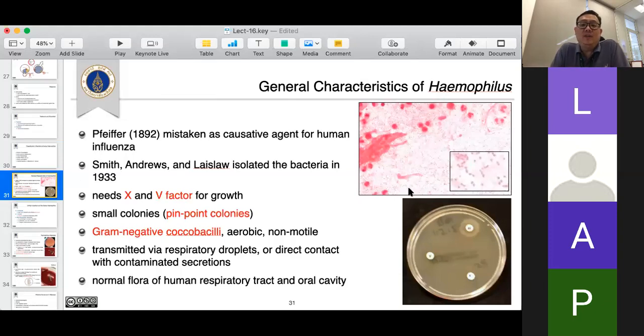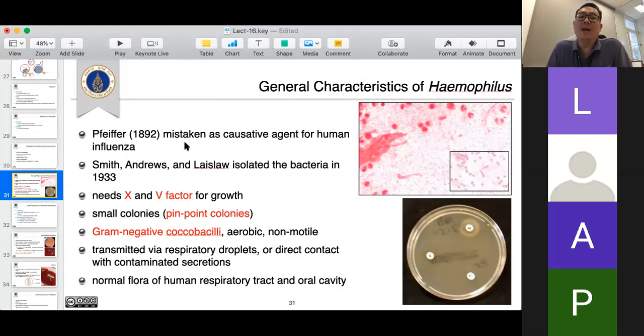General characteristics: you see the bacteria is very small. The red dot is not bacteria, but this tiny dot is bacteria. You see, super small. When I zoom the picture, it's kind of coccus or bacillus, hard to say, coccobacilli.